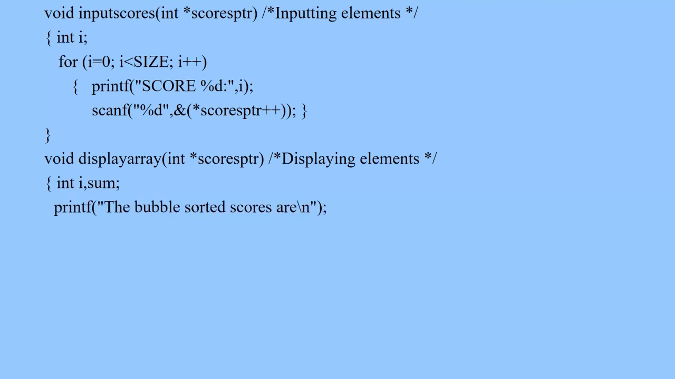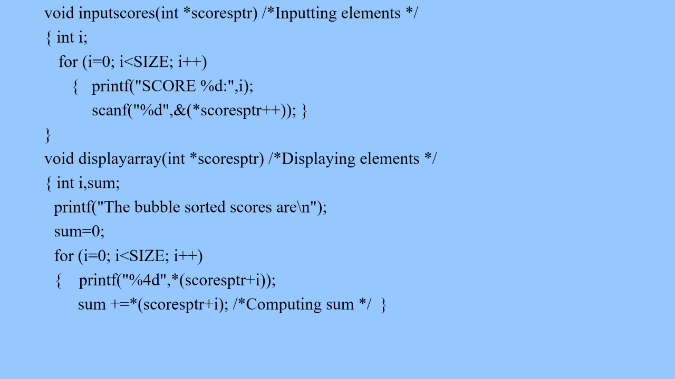And then we display the values. So the statement, the bubble sorted scores are, will be written out. We initialize the value of sum to 0. And then we use the for loop within the content being pointed to by our pointer, scores pointer, one element at a time, from subscript 0, that is i equal to 0, 1, 2, 3, and all our elements have been read from the array and displayed on the screen, spaced by characters.